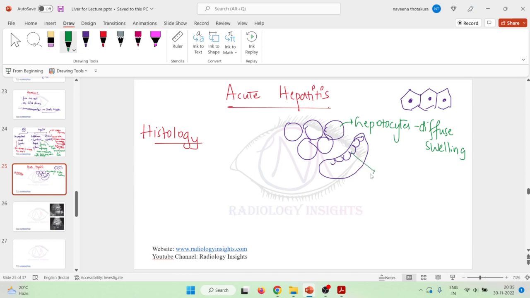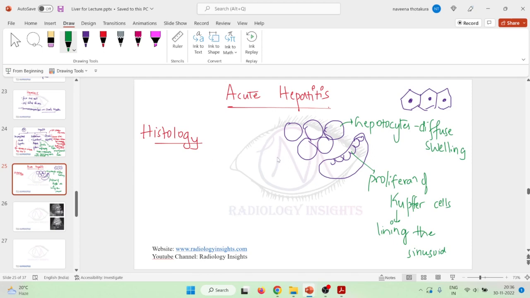We have Kupffer cells which are proliferated, not lining the sinusoids. So proliferation of Kupffer cells is also seen in acute hepatitis, and these Kupffer cells will line the sinusoids. This is a sinusoid which is filled with blood. So these Kupffer cells are proliferated, lining the sinusoids.